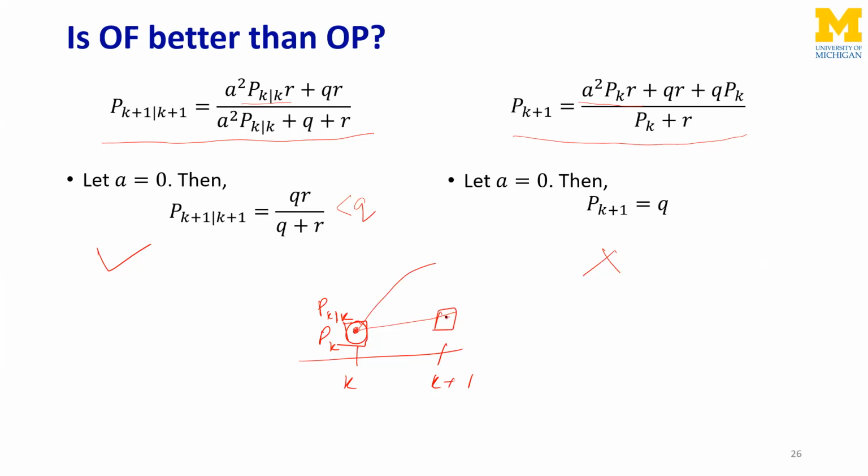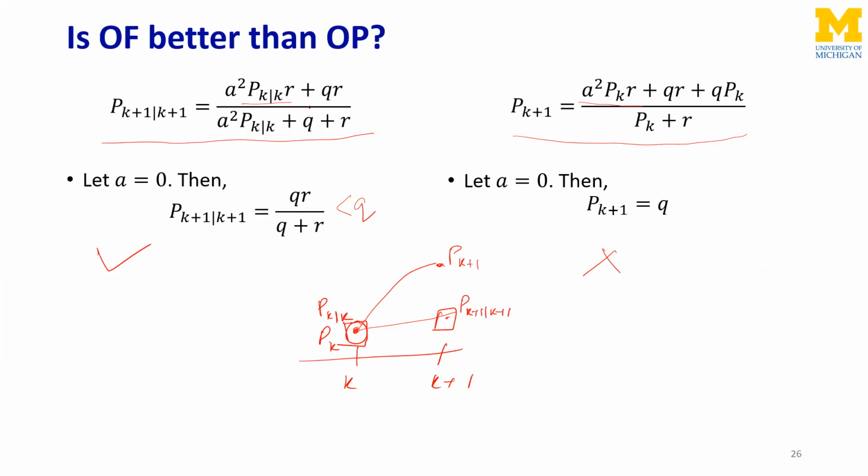This might be, I'm sorry. My guess is that this is P_{k+1|k} and this is P_{k+1|k+1}. So let's see if we can just look at these equations and convince ourselves that that is the case.